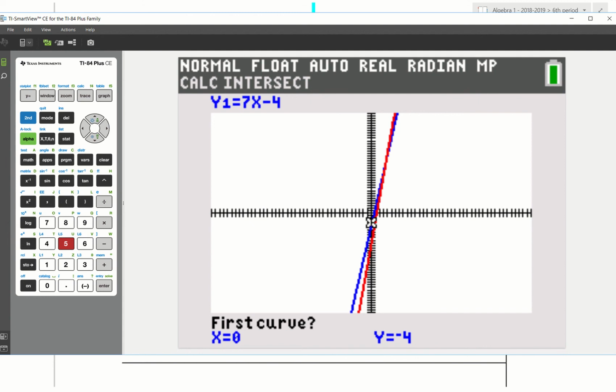And then you see how the bottom of your screen says first curve question mark? You're going to get all the question marks to go away. The only way to do that is to press enter, enter, enter, and then look, it tells you an intersection. What does it tell you your x equals?